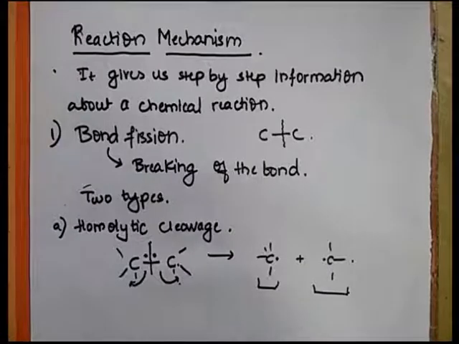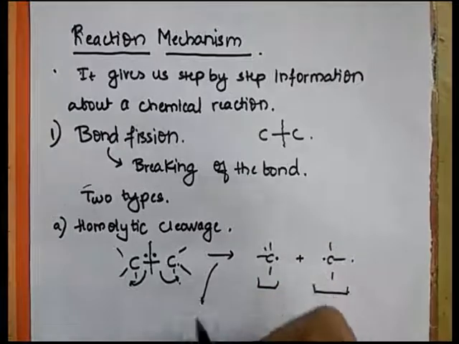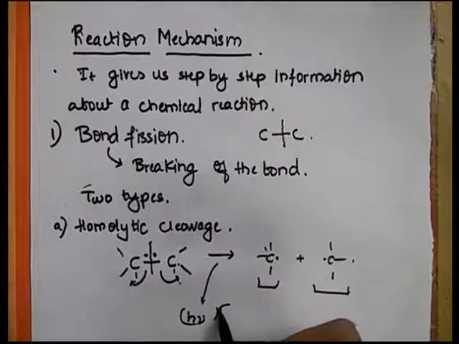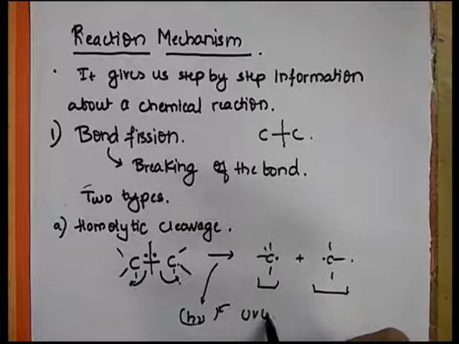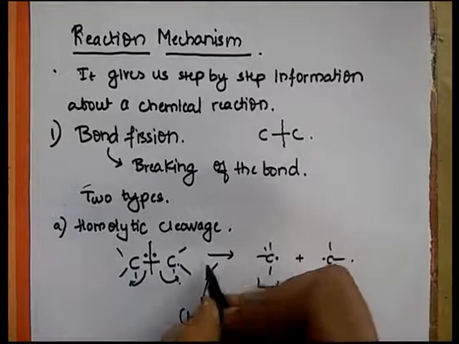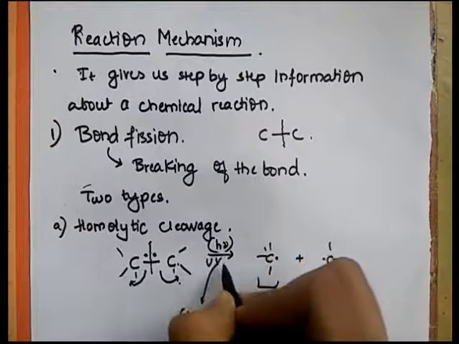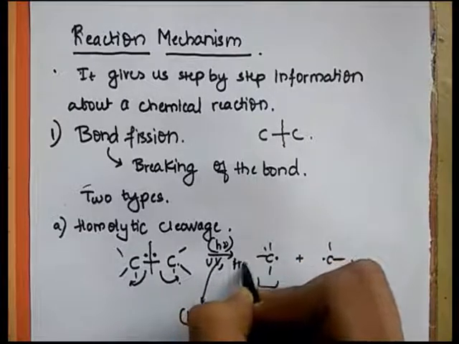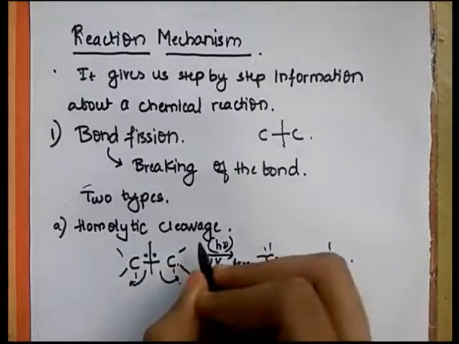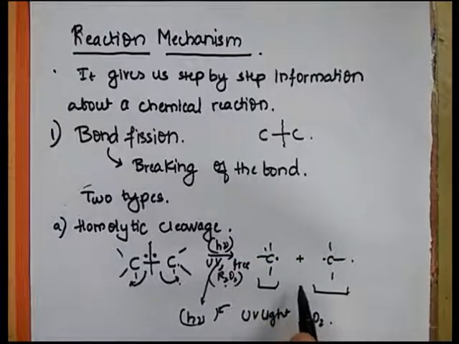Now this homolytic cleavage can be due to H nu, UV light, free radical action. So we'll write here H nu, UV rays, free radical and peroxide. Due to this, homolytic cleavage will occur and it will give us a free radical.